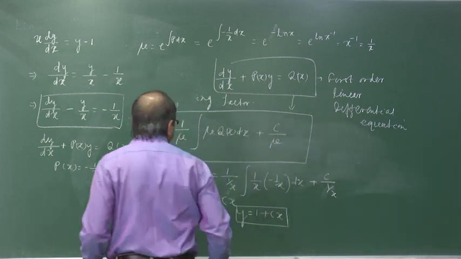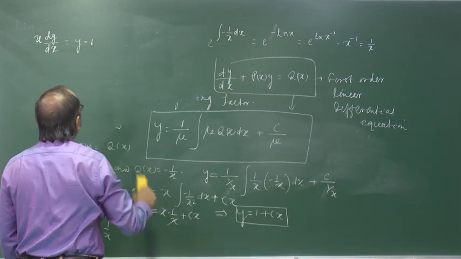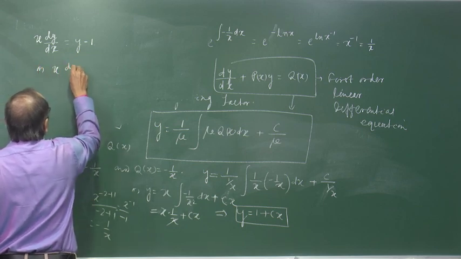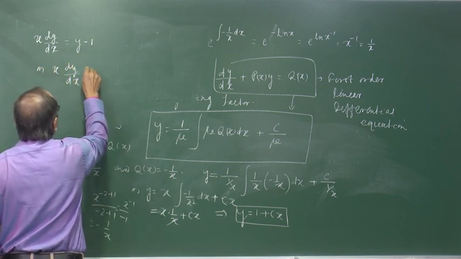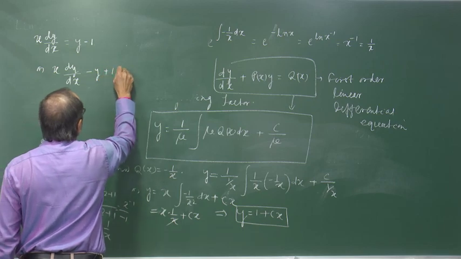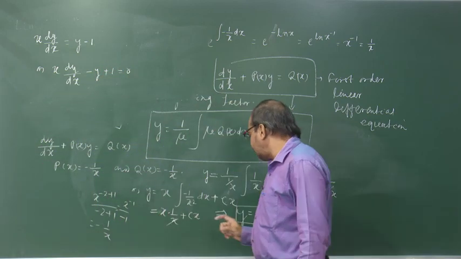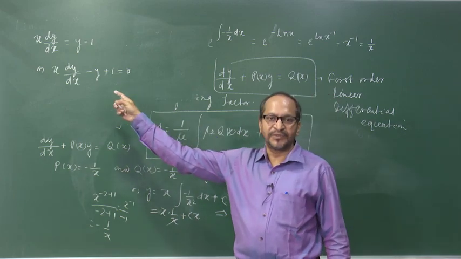Our differential equation is x dy by dx equals y minus 1, or we can say x dy by dx minus y plus 1 is equal to 0. This is the identity. So, if this is the solution, it must satisfy this equation.